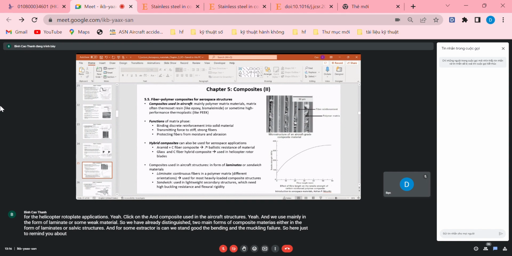So here it's just to remind you about the laminate composite and sandwich composite. Laminate composite contains continuous fibers in a polymer matrix. We can orientate, arrange, or align the fibers in different orientations, but they should be in plane. And this can be used for heavily loaded composite structures.